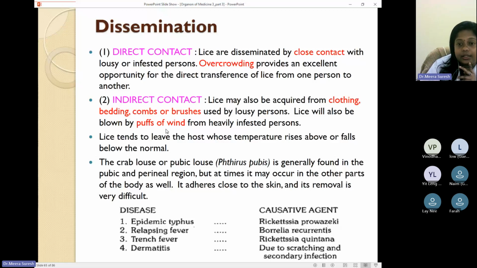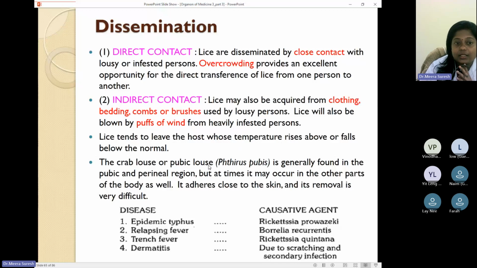Overcrowding is another way it is transferred from one person to another. It can also be by indirect contact, by using the same clothing, bedding, combs, or brushes. Lice also can be blown off by puffs of wind from heavily infested persons. Lice tend to leave the host whose temperature rises above or falls below normal. The crab louse or pubic louse, that is Pthirus pubis, is generally found in the pubic and perineal region, but sometimes it can be present in other parts of the body as well.